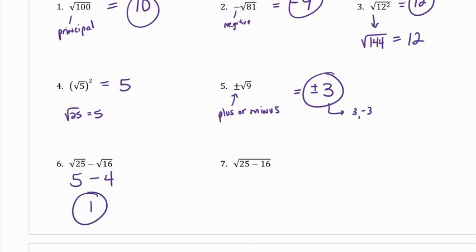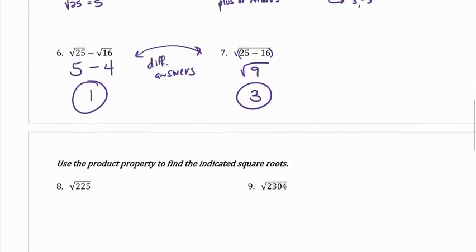Now this next one, the 25 minus 16 is actually inside the square root altogether. So I am going to do that subtraction first. 25 minus 16 is 9. It's still inside the square root. And now the square root of 9 is 3. Notice, by the way, two different answers here, right? All because of order of operations. So be careful about that. And that'll come up again later.